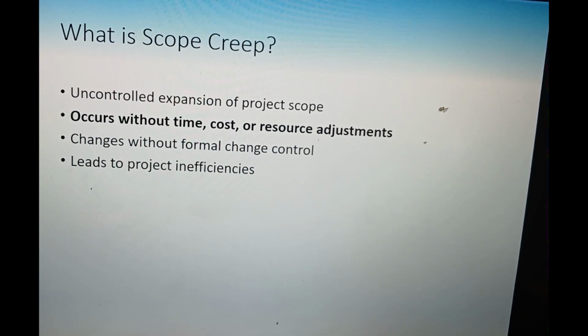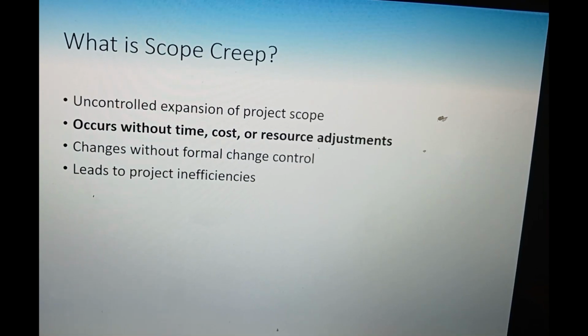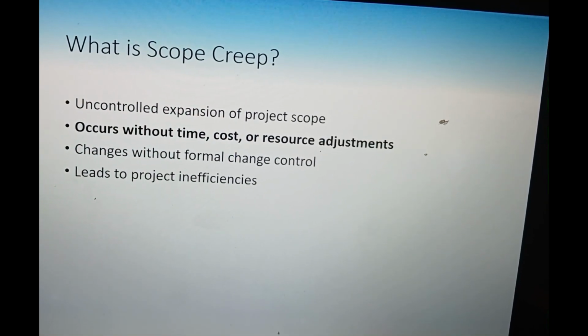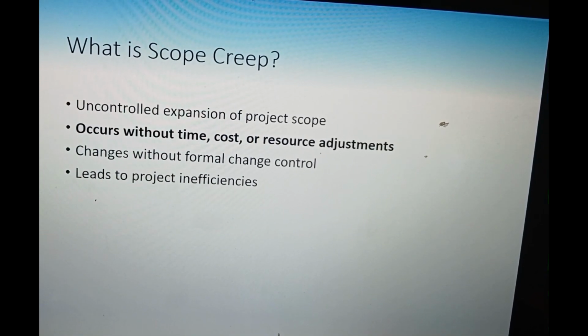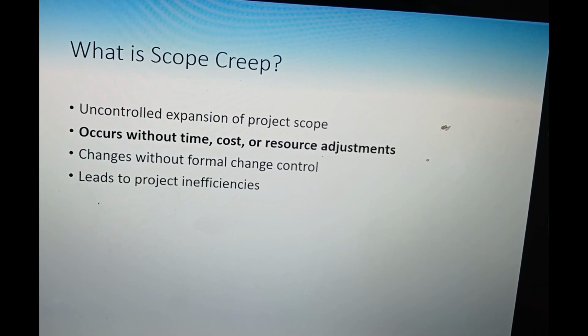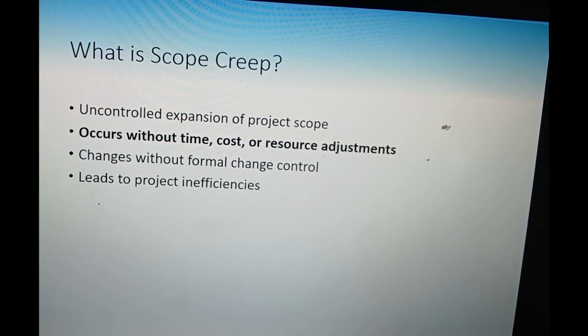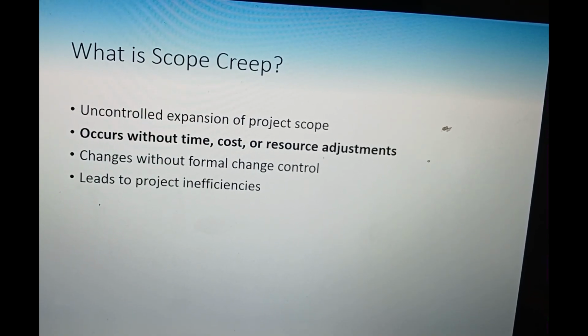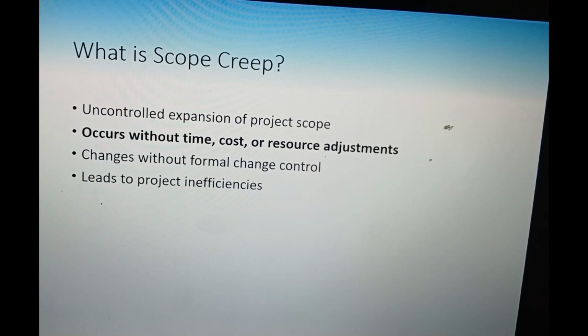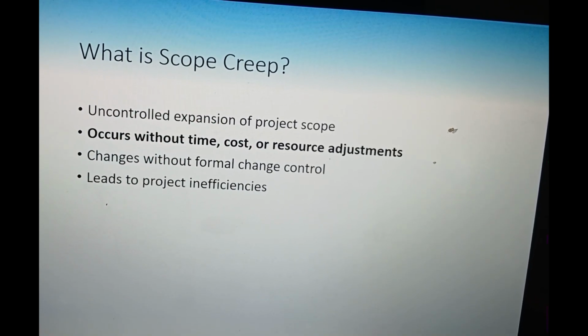So, by definition, what do we mean when we talk of scope creep? We say this is uncontrolled expansion of project scope. Please underline the word uncontrolled. If it is controlled, then it's not scope creep. But if it is not controlled, that's when we talk about scope creep.